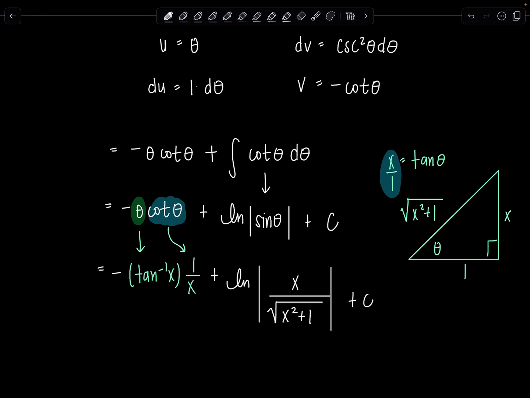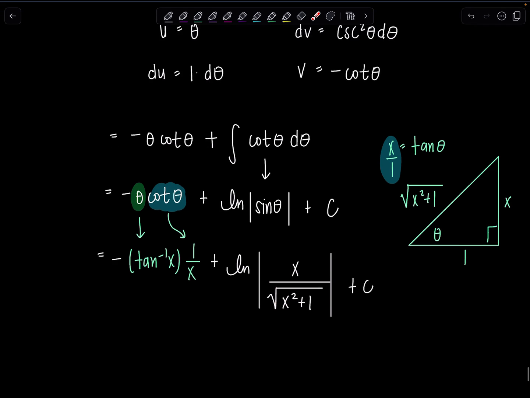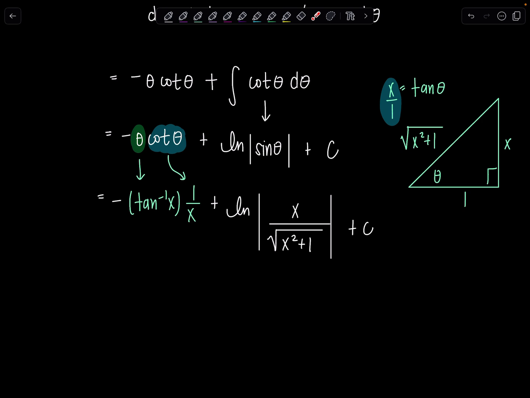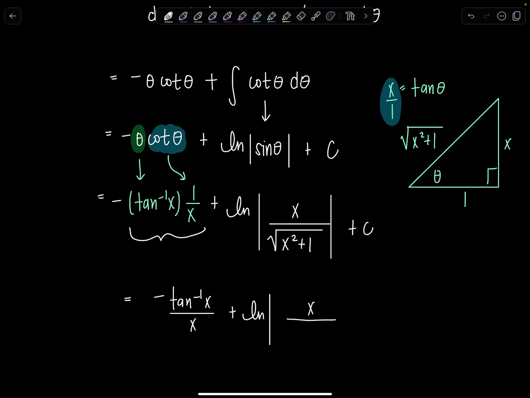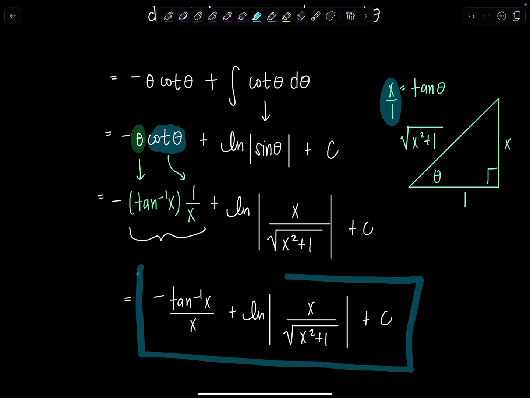And then maybe now you see why in the first solution I wanted to combine all the natural logs together. That way everything would be matchy-matchy for both methods. And then just clean up this term. It's looking like a hot mess, isn't it? So we can rewrite this as negative tan inverse of x over x plus natural log. Hold on, that was too ugly for me to live with. Natural log absolute value x over radical x squared plus 1 plus c. Et voila. Same result, but two different methods.